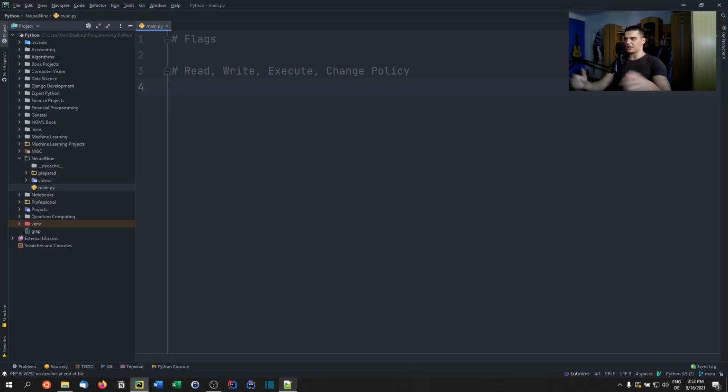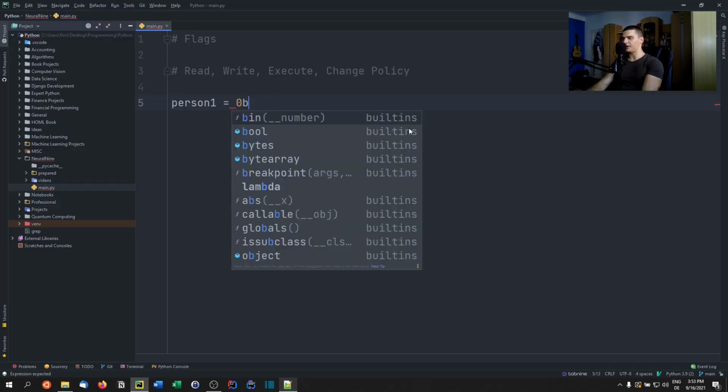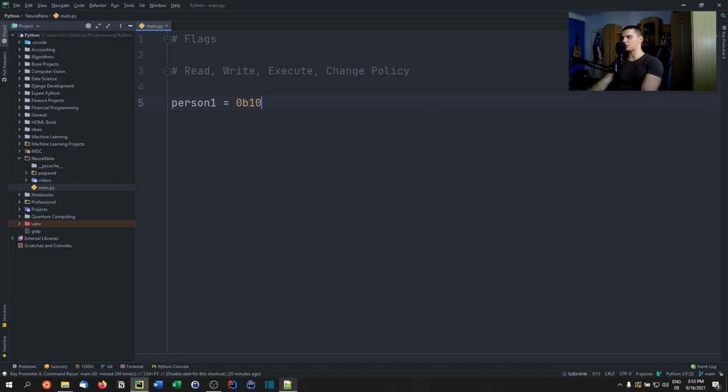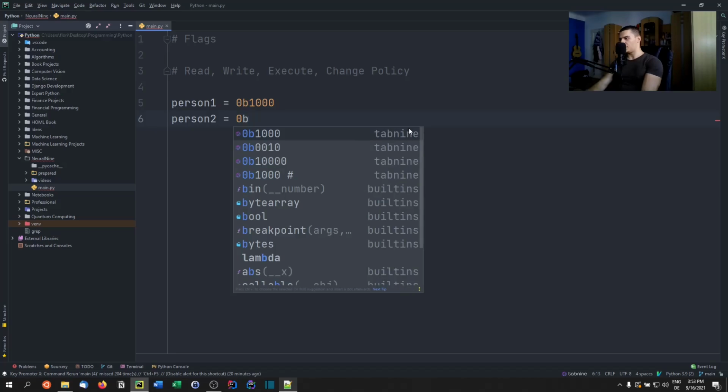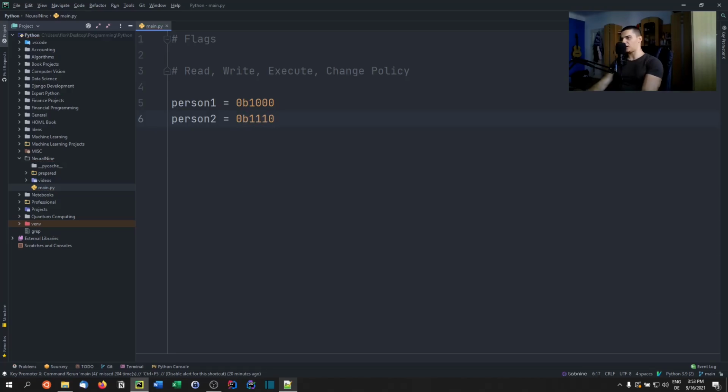Now, let's say just in a fictional scenario here, I have person 1. And this person shall have certain permissions. The permissions shall be, this person is allowed to read, but not to write, not to execute, and not to change the policy. Then person 2 is going to have the permission to read, write, execute, but not change the policies. Now, maybe I have some sort of system, maybe I have a function. Let's say I want to do something with those two persons together, and I want to check if they are permitted to do something. So let's say together 1 is going to be the result of the permissions.